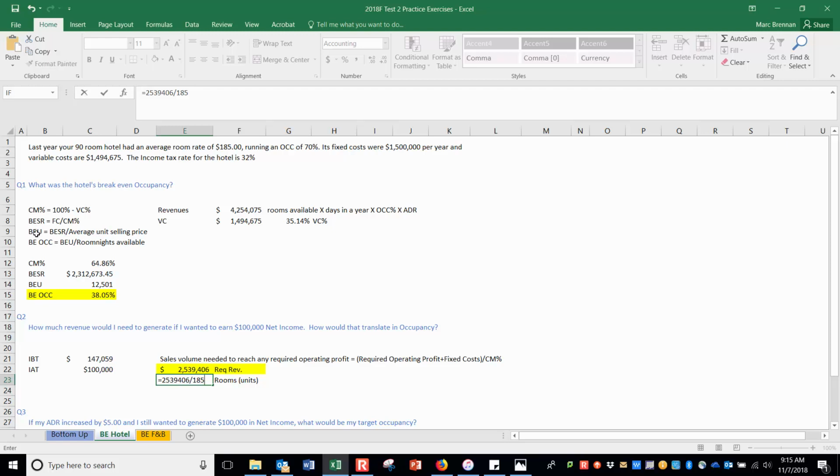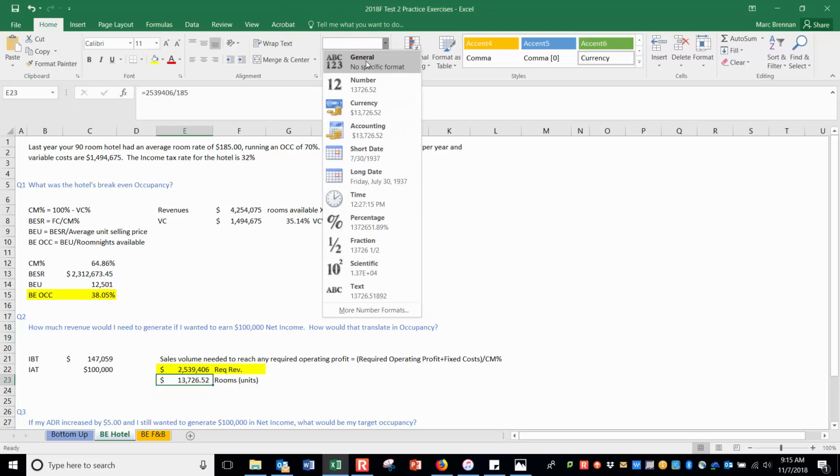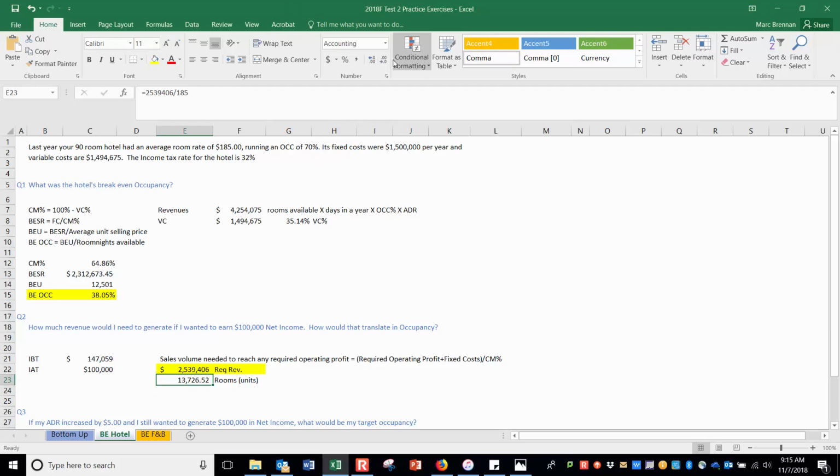And I'm just finding out my break-even units for $100,000, how many I need to sell to reach that amount. And let's change that into a number. I need to sell 13,727 rooms, okay, in order to achieve this required revenue. And then again, if we're looking for an occupancy percentage, we're going to go our break-even units. This is basically our break-even units in this case, because in order to achieve this, I need to have this amount. Okay? So we're going to do just like we did with break-even occupancy.